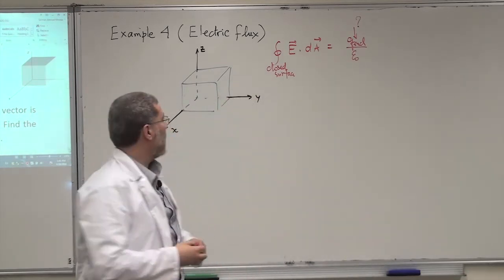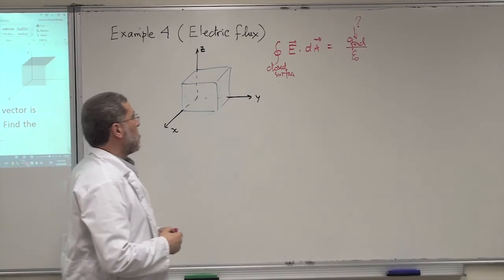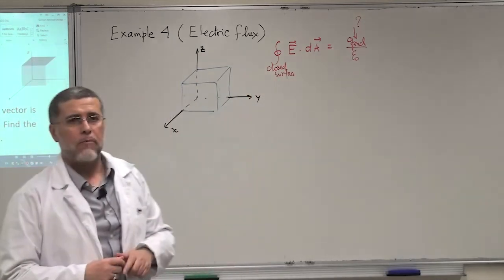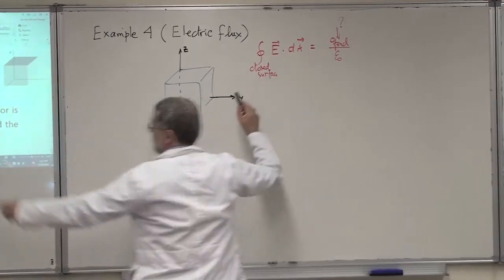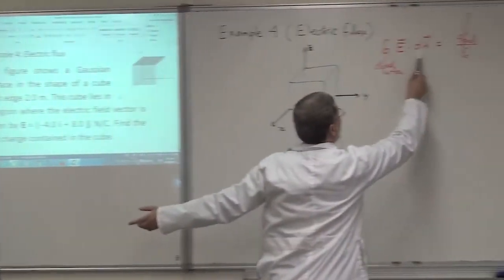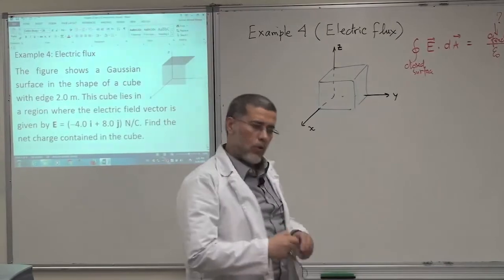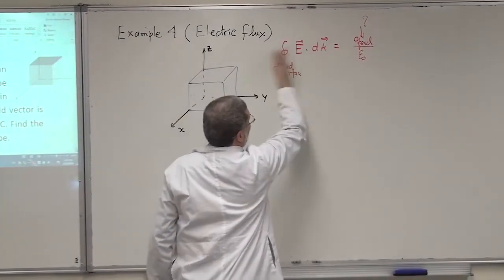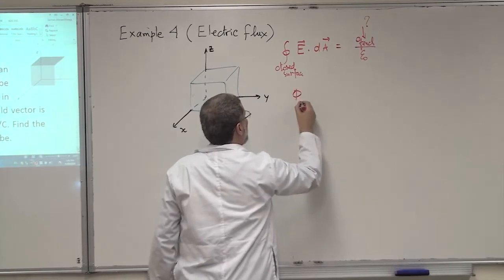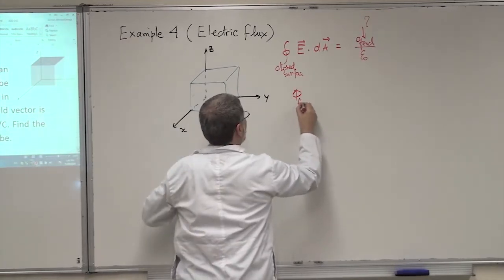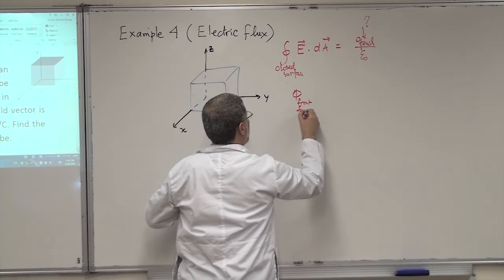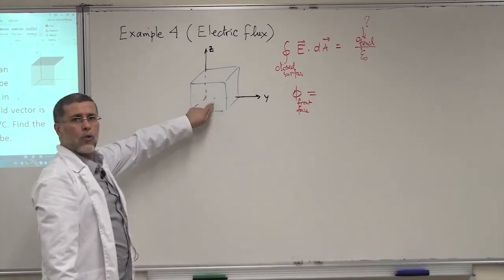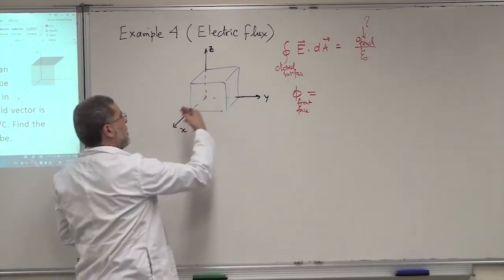So now I have 6 faces, so I'm going to do 6 times the integration. Okay, but I'm lucky because the electric field is uniform and the area is easy to find, okay? So I'm going to find the flux through the front face. This is the front face here, okay? Look at it here. This is the front and the other one is in the back.